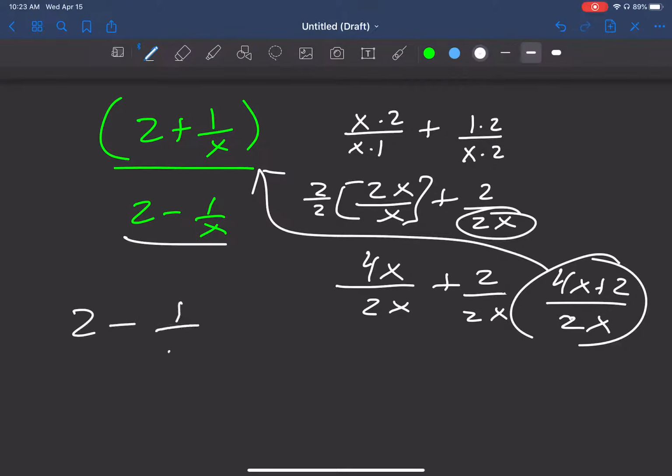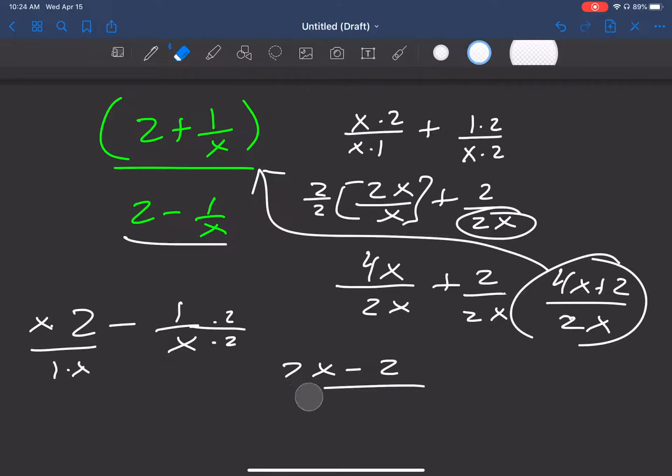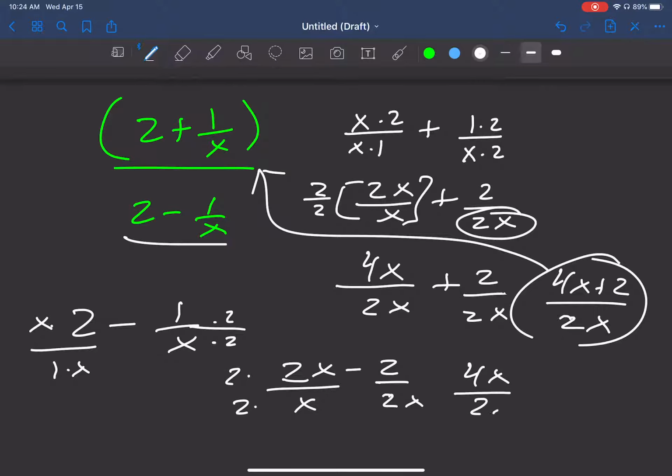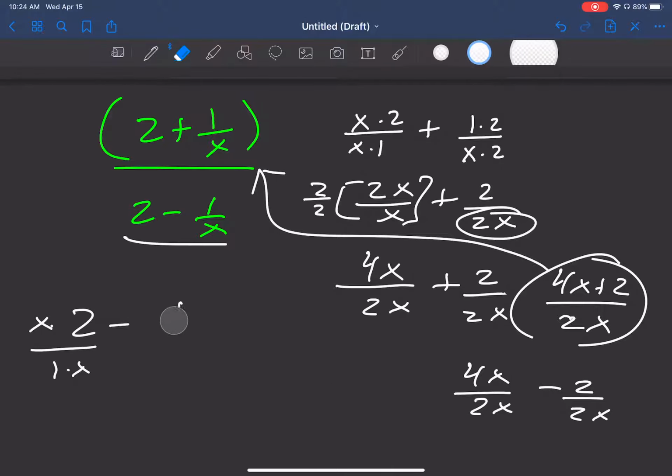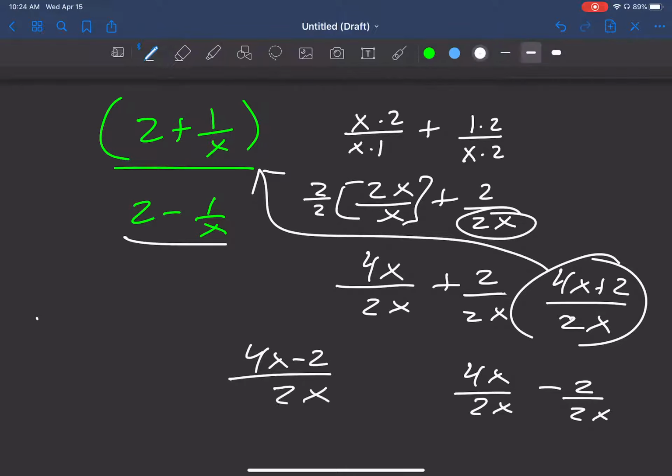So it's 2 minus 1x. So here I'm going to do, again, times x, and here I'm going to do times 2, right? So I'll get 2x minus 2 over 2x, right? Over x. So still I need to multiply this by 2, so we get 4x over 2x minus 2 over 2x, right? Now let's simplify this. So we simplify, this is going to be 4x minus 2 over 2x, right?